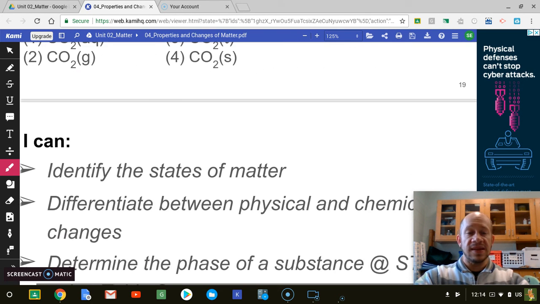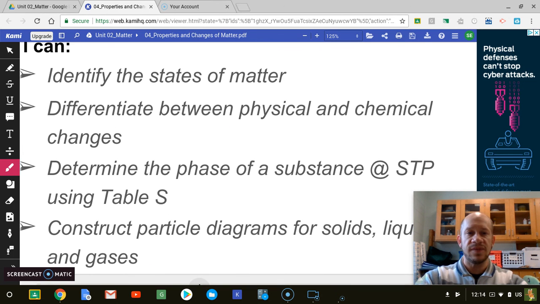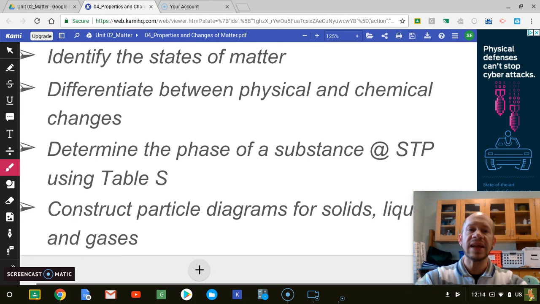So this video's objectives: I can identify the states of matter, I can differentiate between physical and chemical changes, I can determine the phase of a substance at STP using Table S, and I can construct particle diagrams for solids, liquids, and gases.